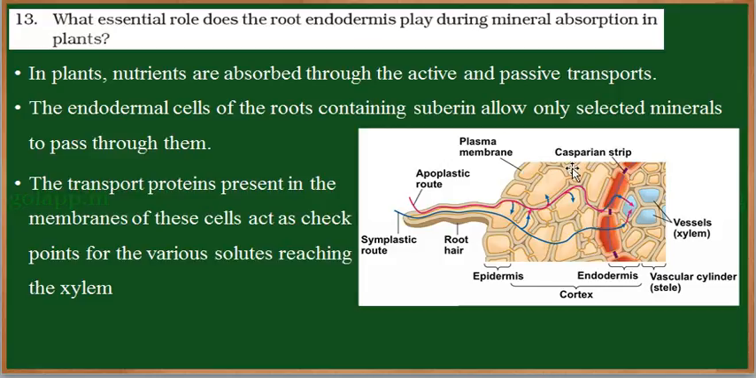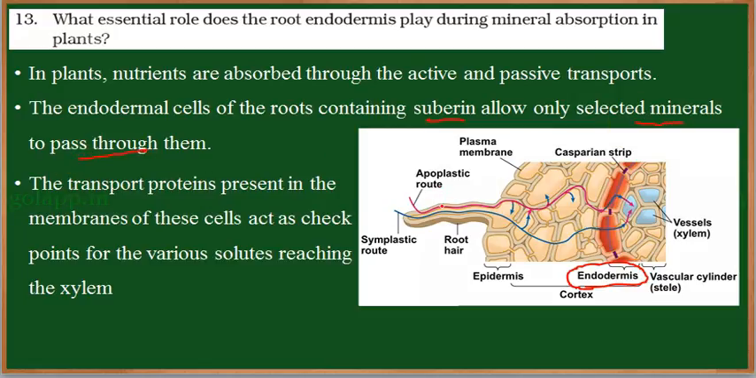But once these nutrients reach the central part of the root, that is the endodermis, here we can see the endodermis. Now this endodermis has a special chemical called Casparian strip. The cell wall and the plasma membrane have a specific chemical called Casparian strip. Now the Casparian strip selects the minerals to pass through.